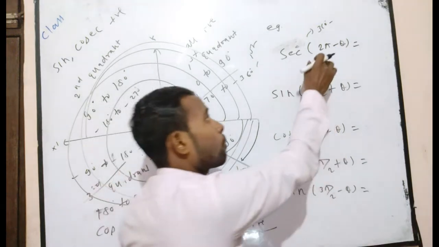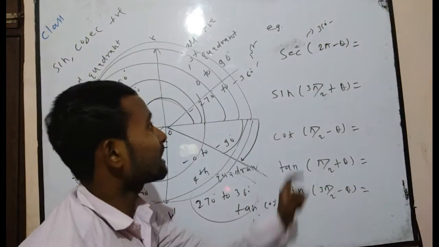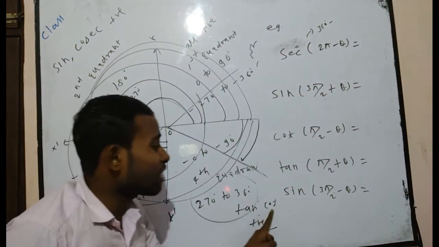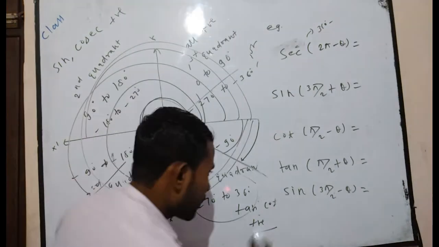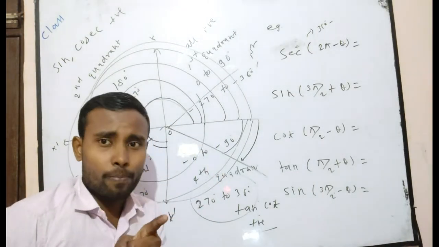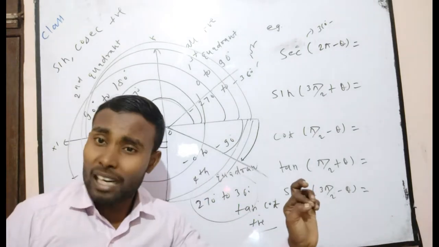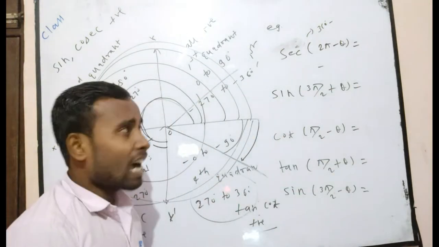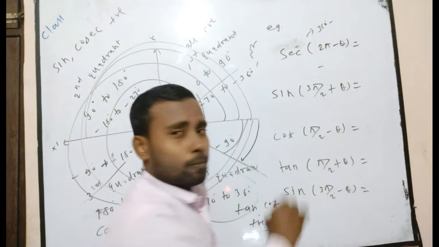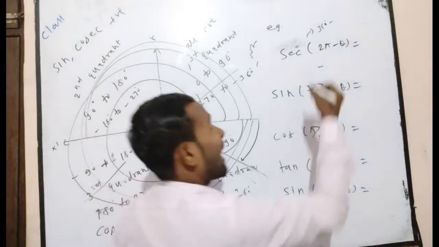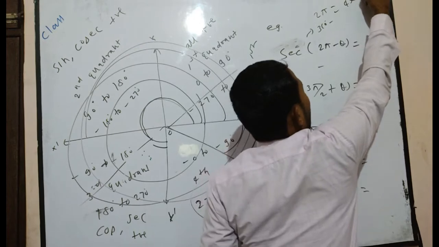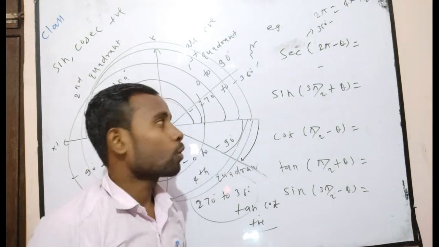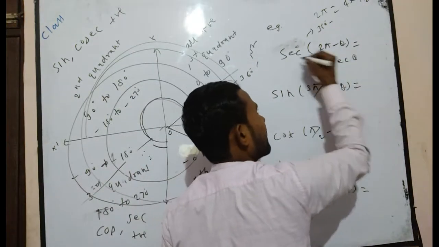After deciding that 2 pi minus theta lies in the fourth quadrant, you have to decide the sign of this function. As you know, in the fourth quadrant, tan and cot are positive, and all other trigonometric functions are negative. That means sec will be negative, so you have to write negative. Now, as you know, 2 pi is an even multiple of pi by 2, so you have to take the same function, that means sec theta.